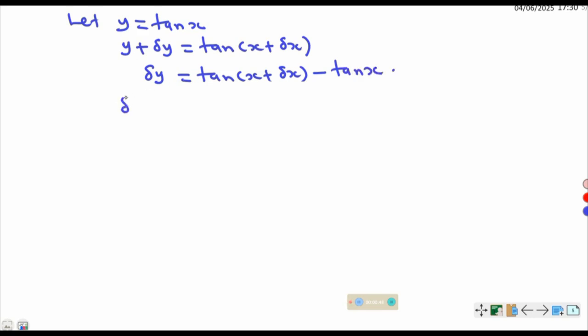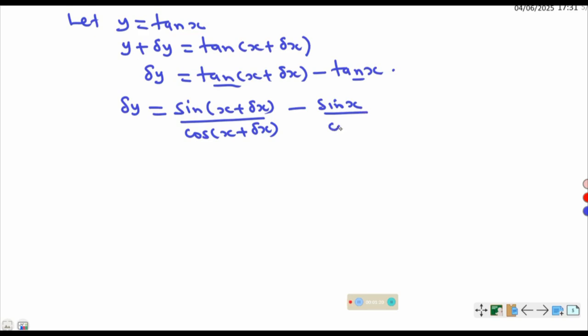Now from here, you realize we don't have a factor formula that involves tan. So we shall simply express tan in terms of sine and cos. Tan is the same as sine over cos, which means it will be sine of (x plus delta x) upon cos of (x plus delta x), then minus sine of x upon cos of x. From here, we shall first of all get the LCM. The LCM is cos of (x plus delta x) times cos of x. So when you divide the LCM by this, you will get that.